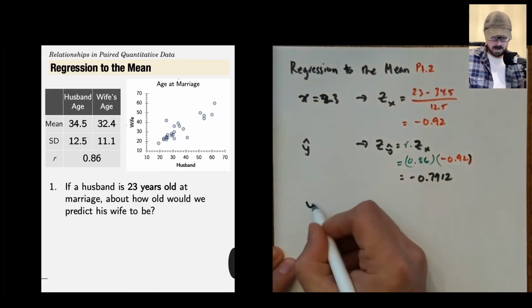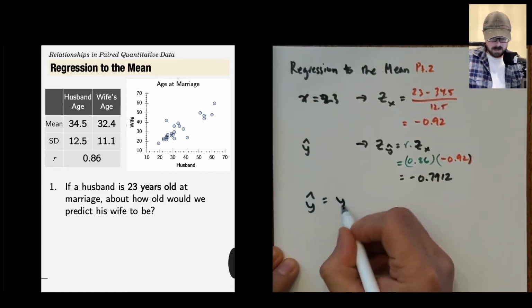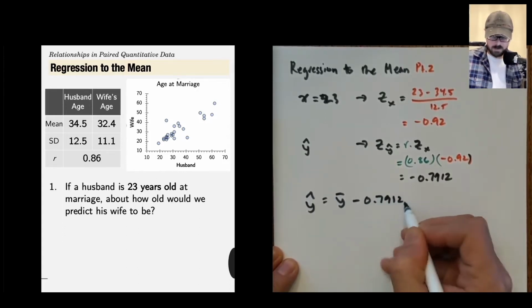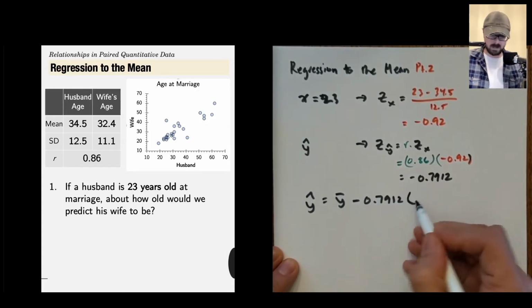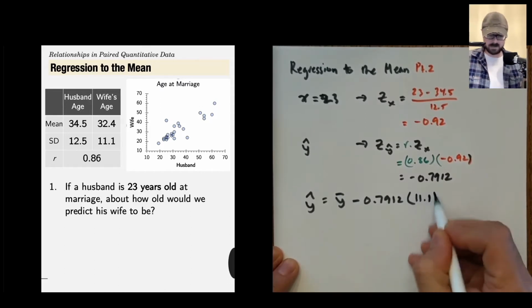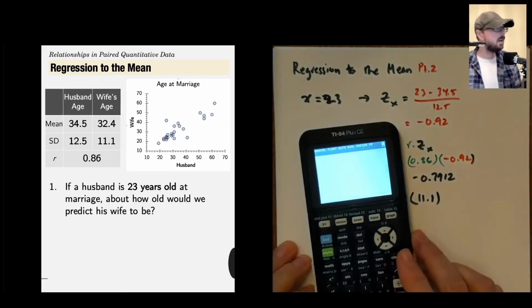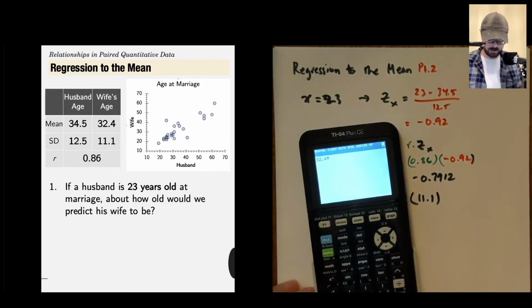So therefore, my predicted y is going to be the mean of y, minus 0.7912 standard deviations. Now, the standard deviation for the age of the wives, at least in the sample, was 11.1 years. So let me plug in those facts. That's just going to be the mean, the average age of a wife, 32.4, minus 0.7912 times 11.1. And what do we get?